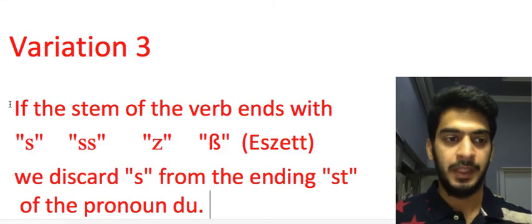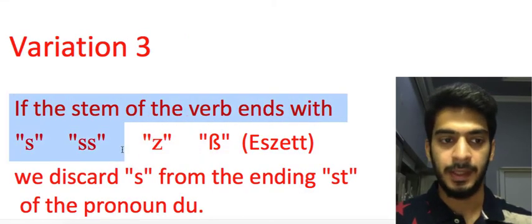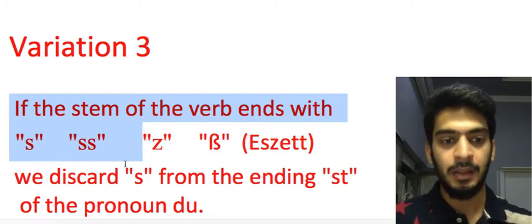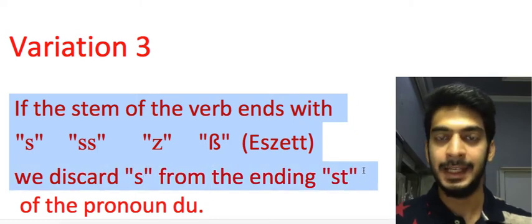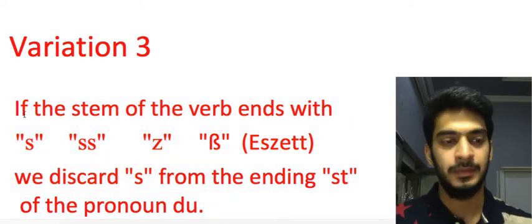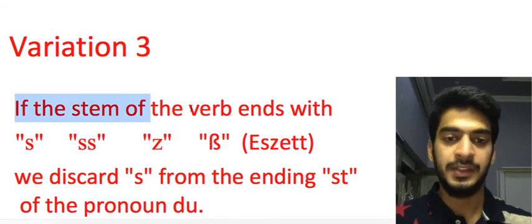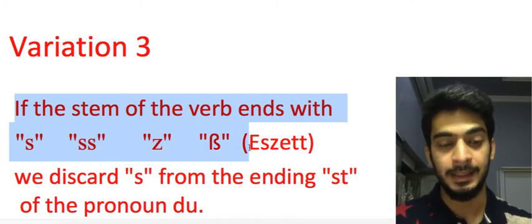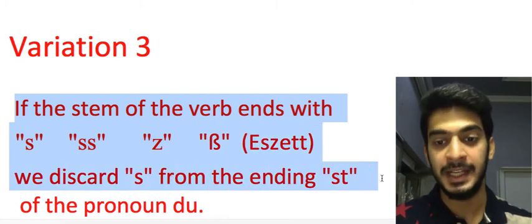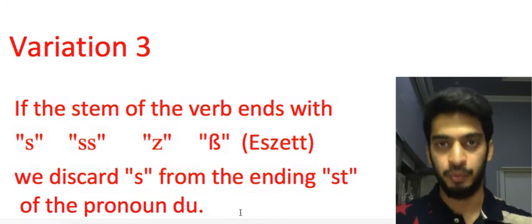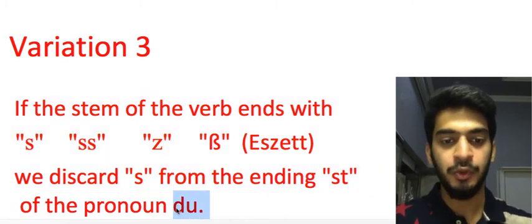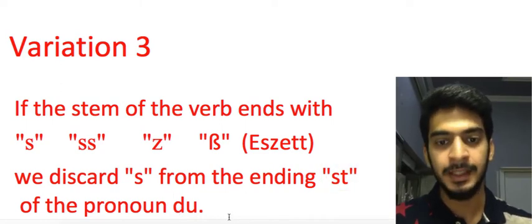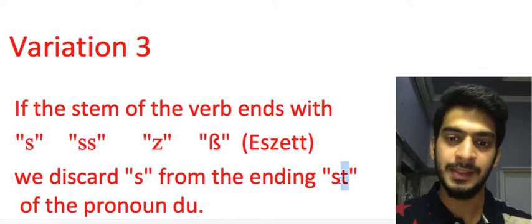Variation 3. If the stem of the verb ends with s, double s, z or ß, we discard s from the ending st of the pronoun du. Let me repeat this. If the stem of the verb ends with s, double s, z or ß, we discard s from the ending st of the pronoun du. As we all know, the pronoun du has the ending st. So, from this ending st, we have to discard s. So, the remaining letter is t.